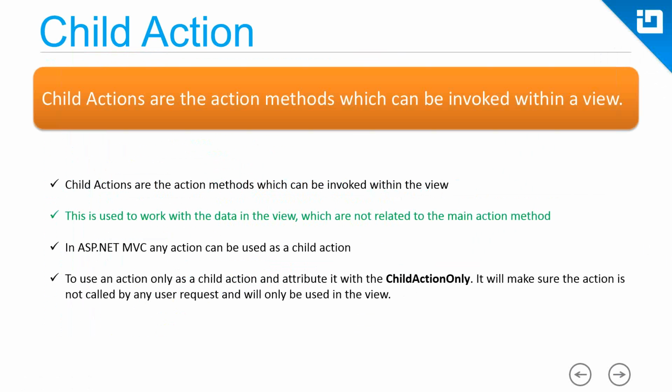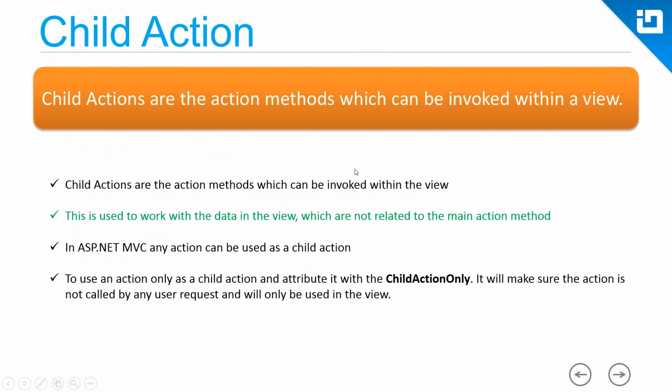Child actions are action methods which can be invoked within a view. If you want to call an action inside a view, that is a child action. This is used to work with data in the view which is not related to the main action method. So if you want to bring data from more than one table to the strongly typed view, you can create a child action, execute that action, and get the data in the view. In ASP.NET MVC, any action can be used as a child action. To use an action only as a child action, add the attribute ChildActionOnly.